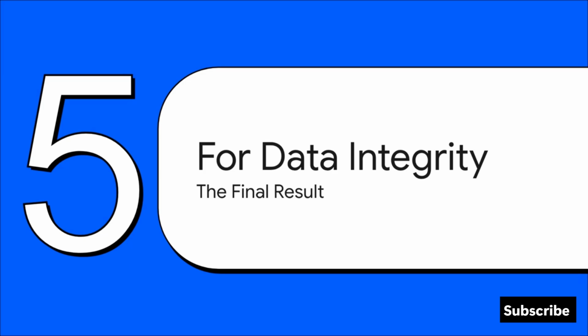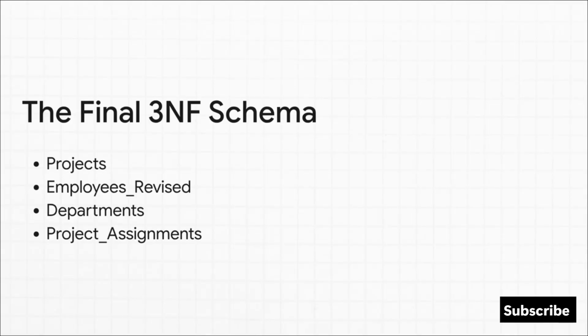And there it is, our final normalized schema. 4 clean, distinct tables, each one focusing on a single thing. Projects, employees, departments, and the links between them. It's honestly a thing of beauty. Every piece of info has a single authoritative home.